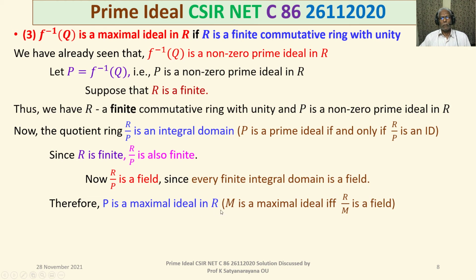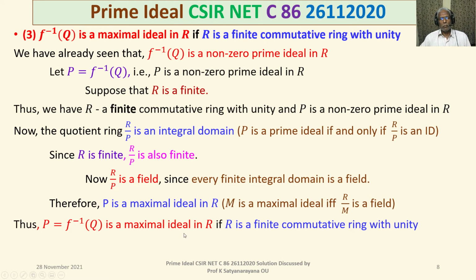Here we are using that M is a maximal ideal of R if and only if R by M is a field. So R by P is a field, which implies P is a maximal ideal in R using this result. Thus, P equal to F inverse Q is a maximal ideal in R if R is a finite commutative ring with unity. This establishes the truth of option 3.